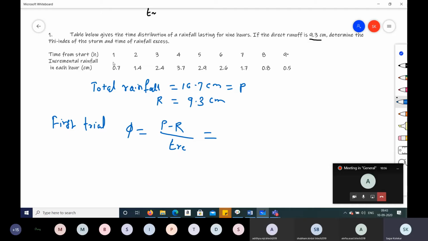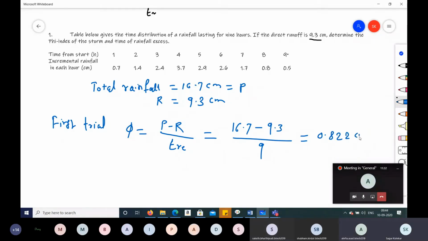Actually here in this case, we can consider that in the first trial all the values are for the rainfall excess. Okay, so the time period from the first hour up to the 9th hour we will consider. So how can we write? What is the precipitation? The entire precipitation is 16.7. So we have considered all the precipitation, then runoff is 9.3, and the entire time duration is how many hours? 9 hours, right? So tell me, what is the phi index for the first trial? 0.822.